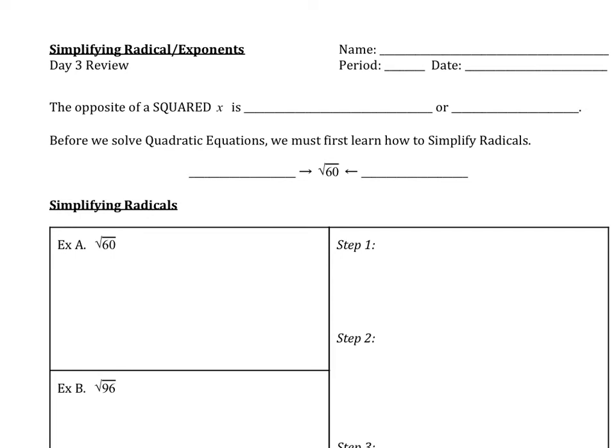Let's take a look at simplifying radicals and exponents. So the opposite of a squared x. Say, for instance, we had x squared. How do we get rid of an x squared? We would square root it in order to simplify.